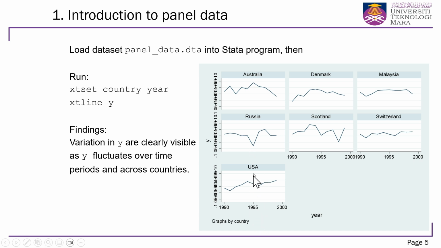During a specific year, for example, 1995, you can see Russia experiencing a very significant decline in y, but for Australia, you can see y is going on an uptrend. The same goes for the other countries. For example, Denmark has a quite stagnant level of y, but Scotland is experiencing a decline in y. So we can clearly see here y is fluctuating not only across time periods for each country, but also across countries. So let's try to do this command in our Stata program.